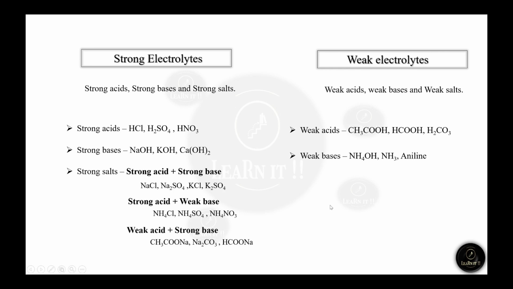For weak electrolytes, weak salts include the salts made up of weak acid and weak base. Here we get ammonium acetate, ammonium formate, ammonium carbonate. All these are weak salts. When they are dissolved in water, we get weak electrolytes. So strong electrolytes undergo complete dissociation. Weak electrolytes undergo partial dissociation, as discussed before. This is all about the electrolytes.